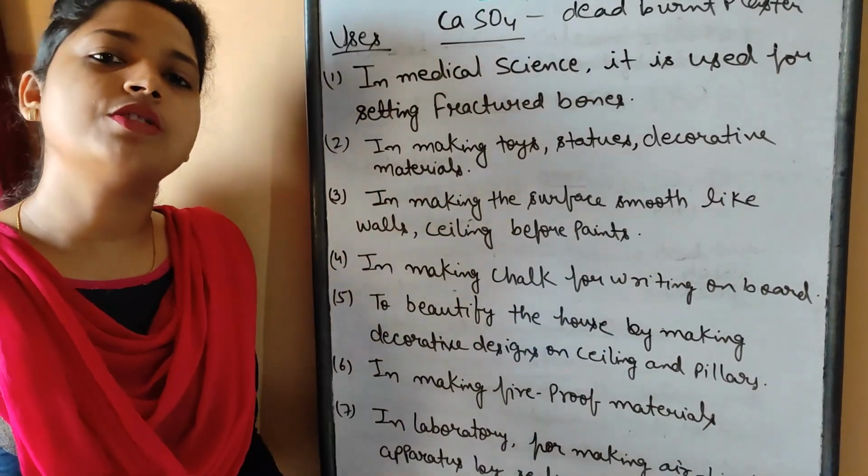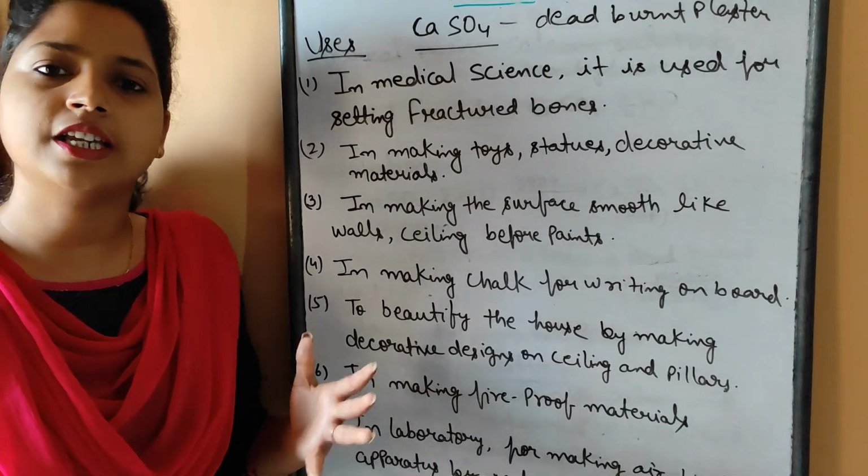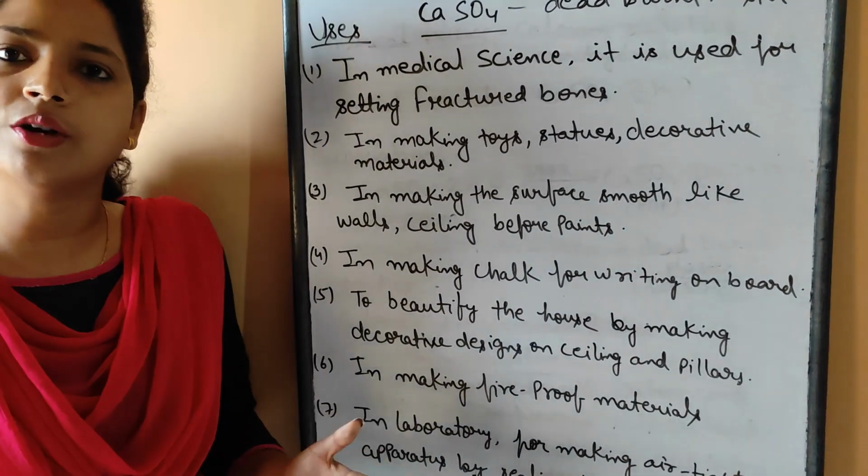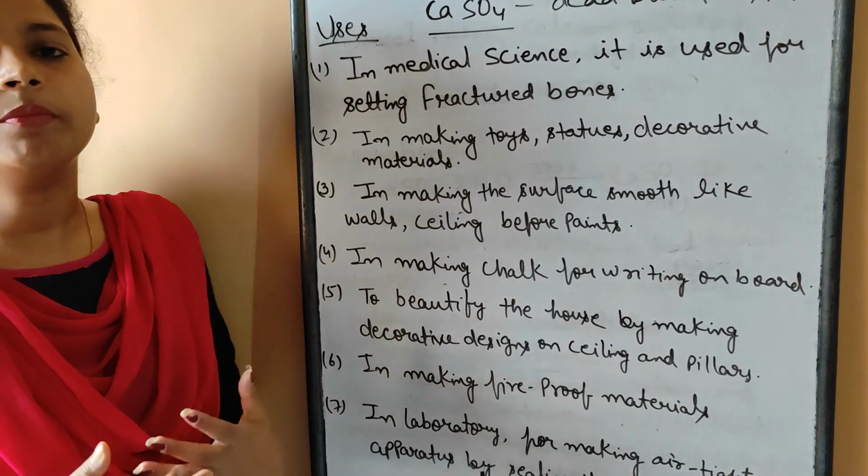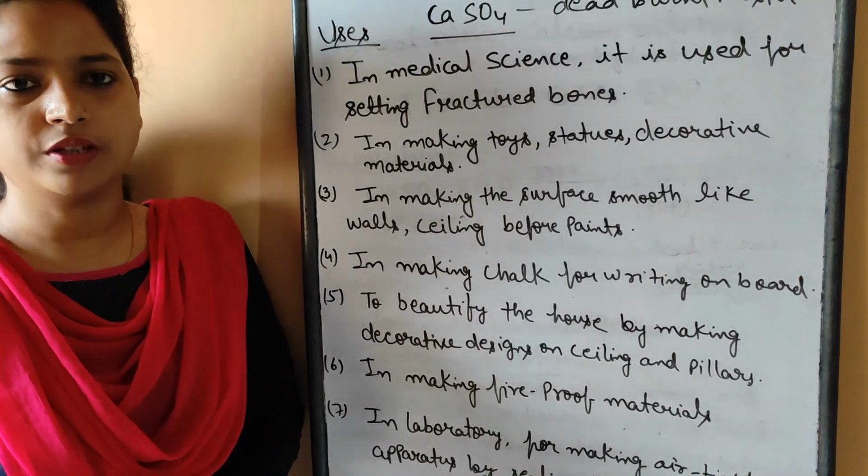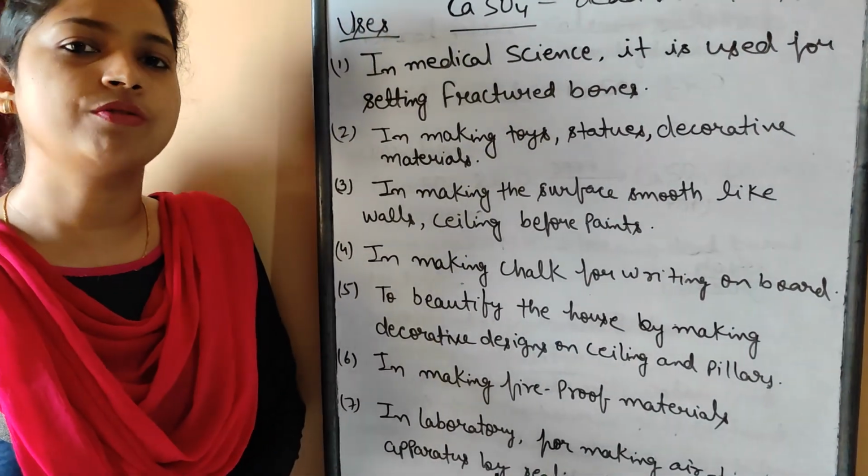So these are the uses of POP in medical science, in homes, for making our houses, and in the laboratory. In many fields, it has a vital role. That's why it is a very important compound for us.